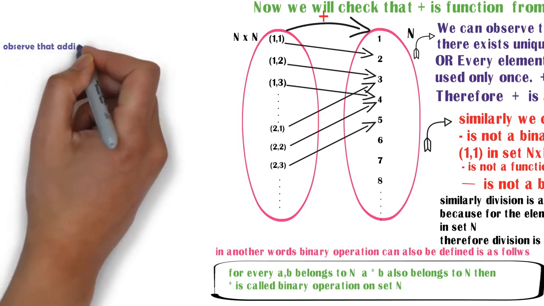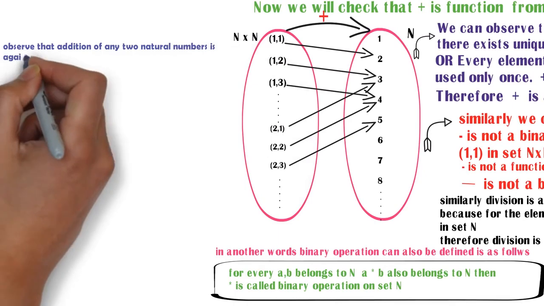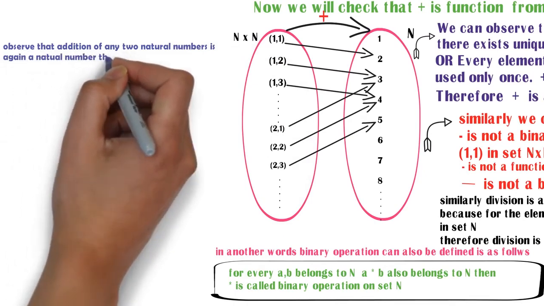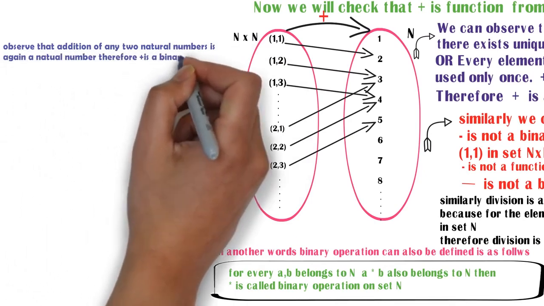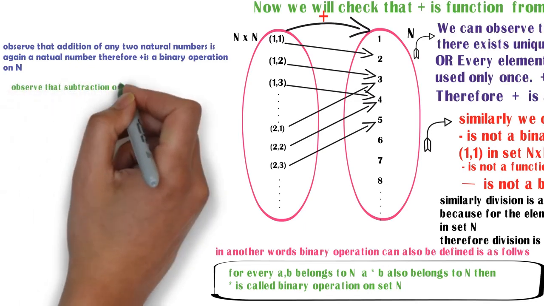Please observe that the addition of any two natural numbers is again a natural number. Please think. As we are doing this addition from first standard onwards, just think: the sum of any two natural numbers is again a natural number. Yes, the sum of two natural numbers is again a natural number. Because of this reason, addition is a binary operation on the set of natural numbers.